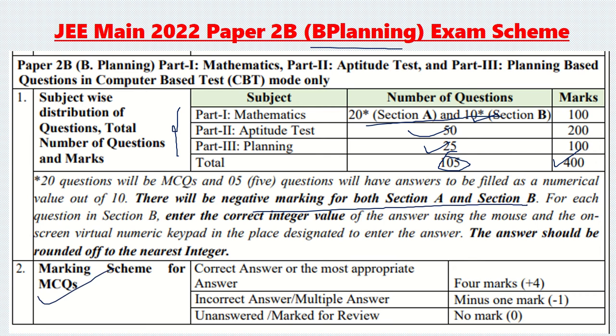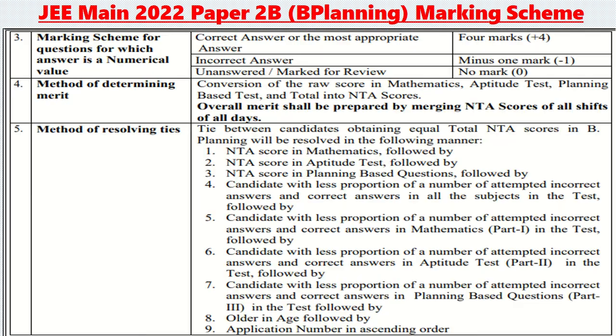Now let us look at the marking scheme. For MCQ type questions, 4 marks will be awarded and 1 mark will be deducted for each incorrect answer. Again for numerical value type questions, 4 marks will be awarded and 1 mark will be deducted for each incorrect answer.